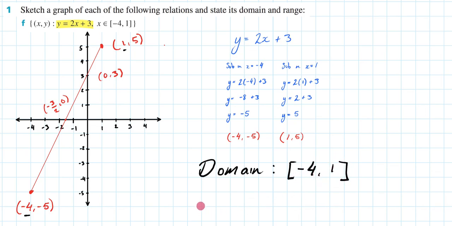My range is going to be all my possible y values. And as you can see here, it's going to be from -5 all the way up to 5. -5 to 5. And hopefully what you can see is that when I put in my domain, -4 to 1, into my equation, when I sub them in here, I got out -5 and 5, which is my range.